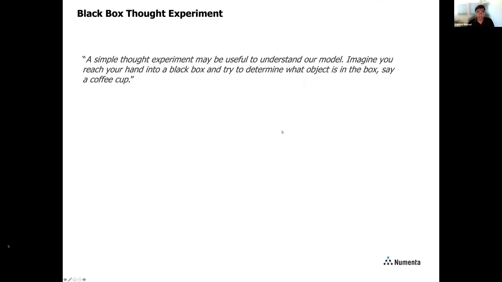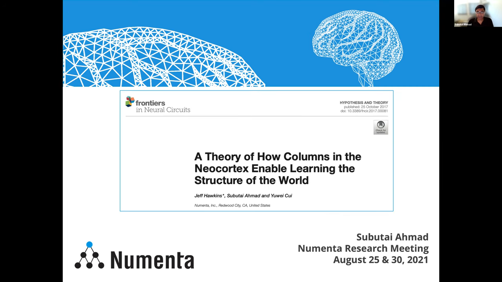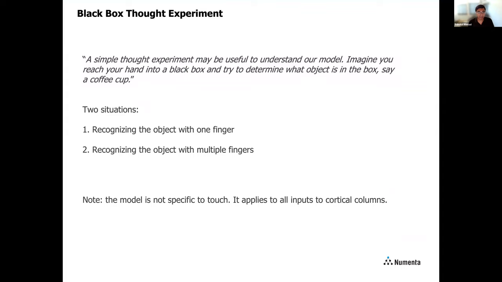Okay. So this is, again, a review of this paper that we published back in 2017. This paper described voting across cortical columns and also how a single cortical column can recognize objects. So if you remember, there were two different situations here. We had this thought experiment where you stick your hand in a box and you're trying to figure out what's inside that box. The first situation is you're trying to recognize the object with a single finger, by moving that finger around. And then the second task is recognize the object with multiple fingers, where, let's say you stick your whole hand in and you can grasp the entire object and so on.